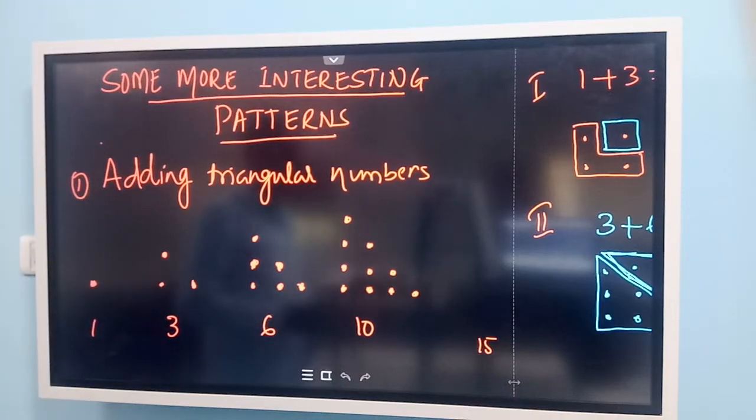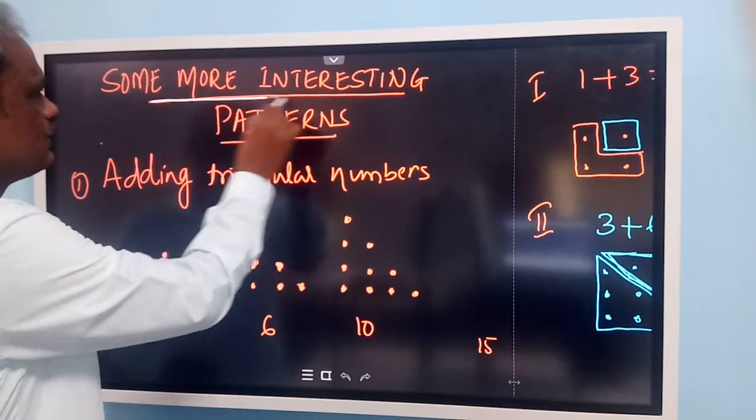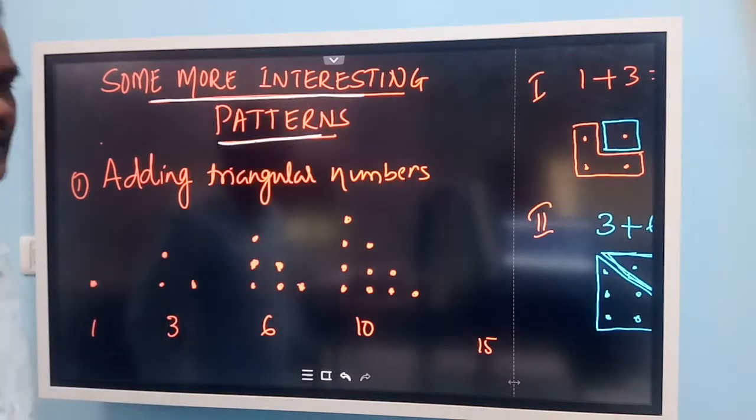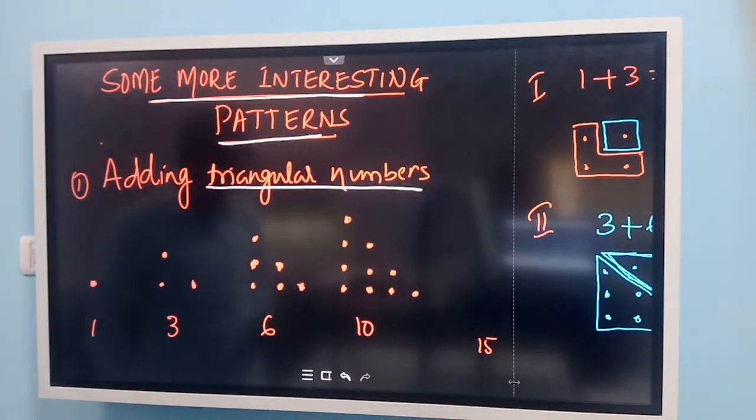In the last class we discussed the properties. Now let us see some interesting patterns related to the square numbers. Now look at these triangular numbers. What is the meaning of triangular numbers? See, 1 is a triangular number, 3 is a triangular number.